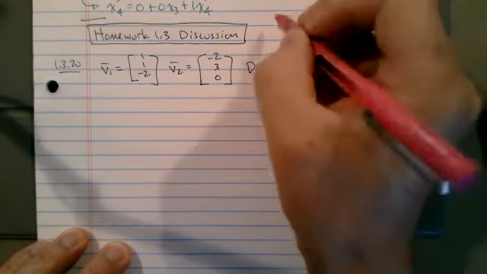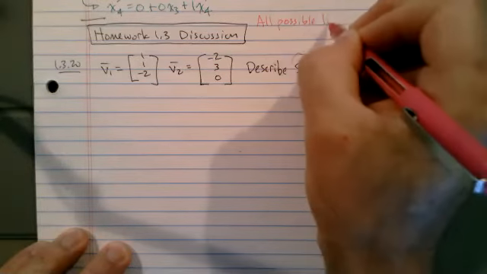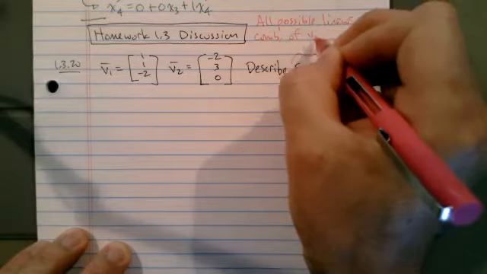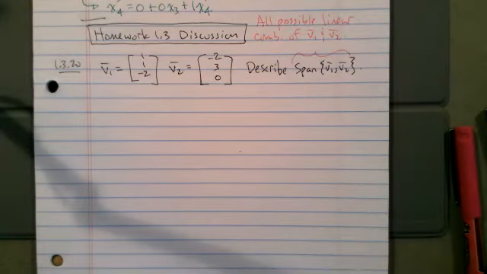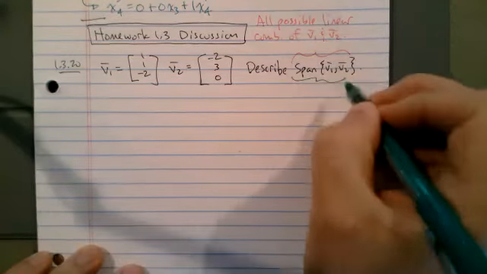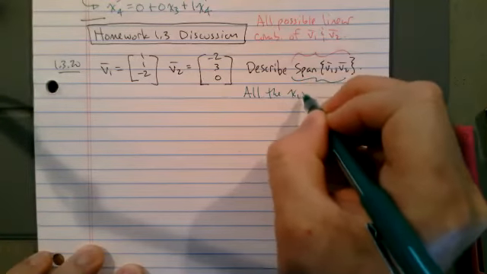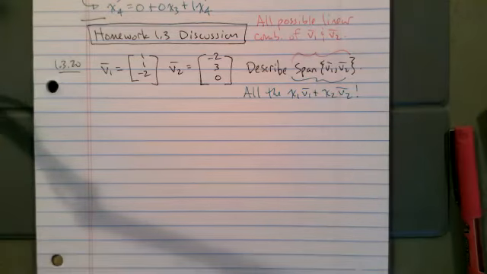The span of a set of vectors is all possible linear combinations of v1 and v2. That's, for every real number, everything that looks like x1 v1 plus x2 v2. So it's all the possible x1 v1 plus x2 v2.